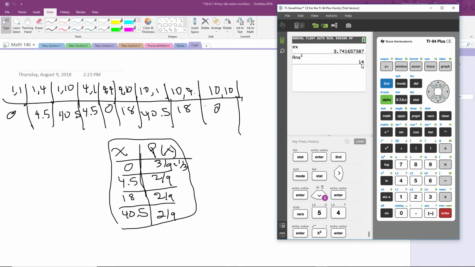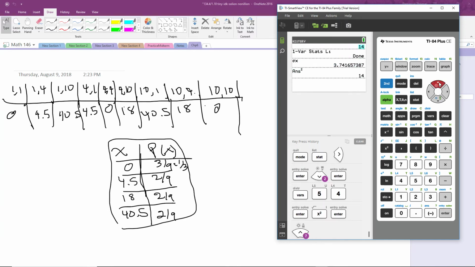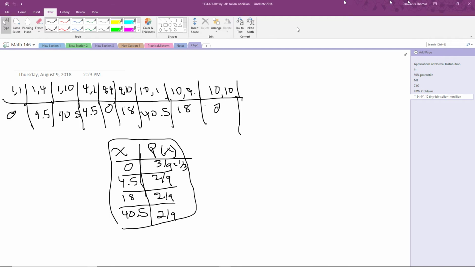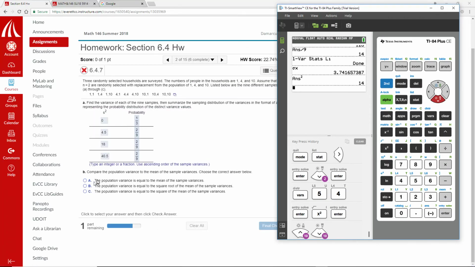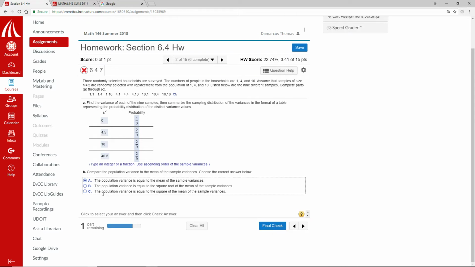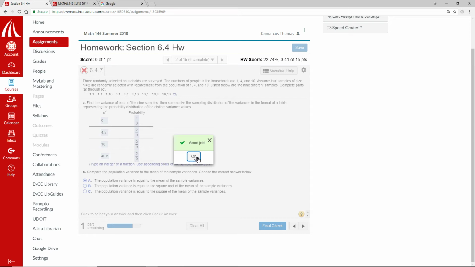And I got 14, which is what we got before. So yes, indeed, the population variance is equal to the mean of the sample variances there.